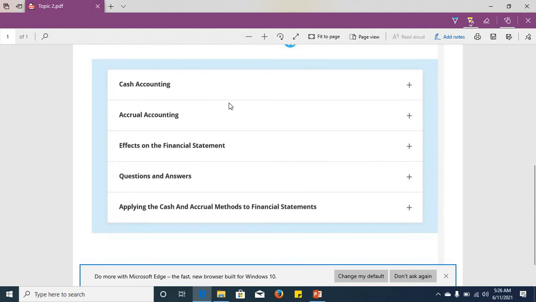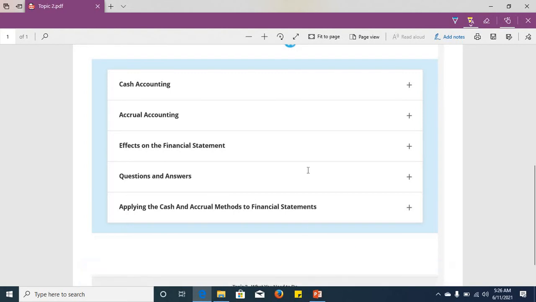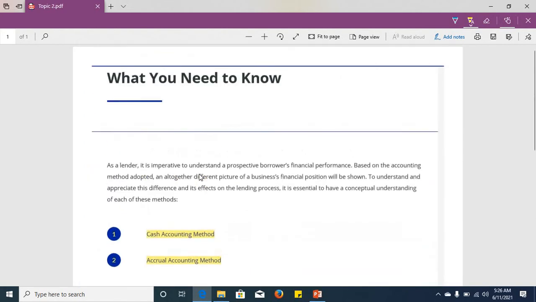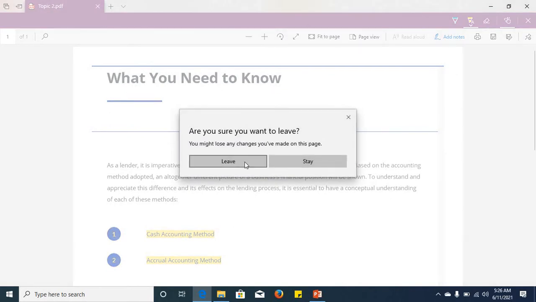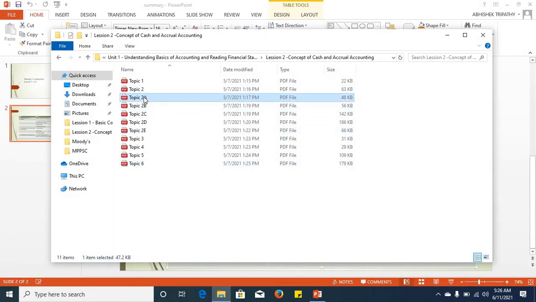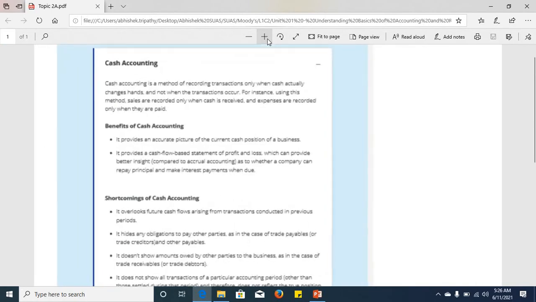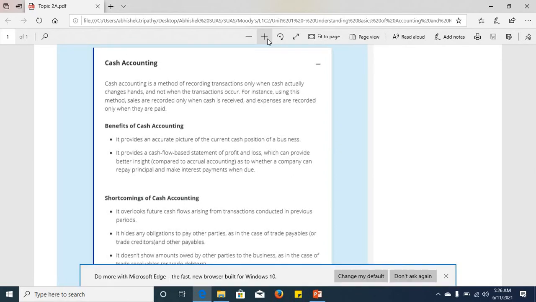So there are two methods, cash accounting method and accrual accounting method. Let us go to topic 2.A. We'll just study about these two accounting methods in this. You've already done these things. People who have a commerce background might have already studied this in their 11th standard book.